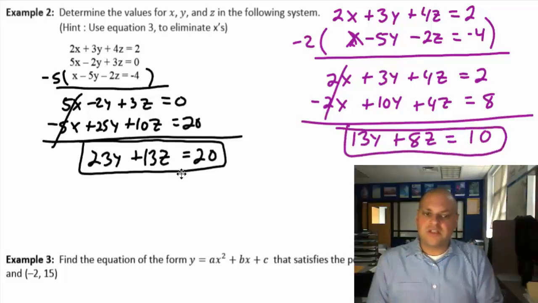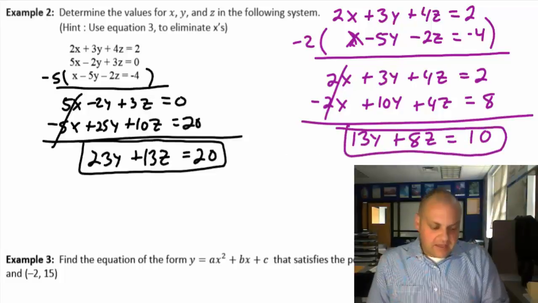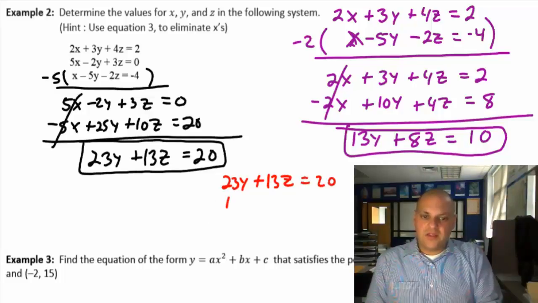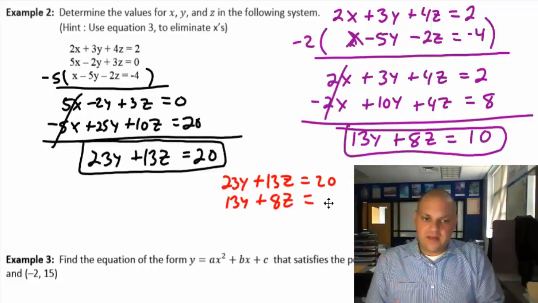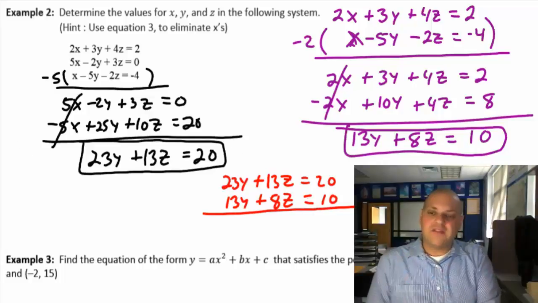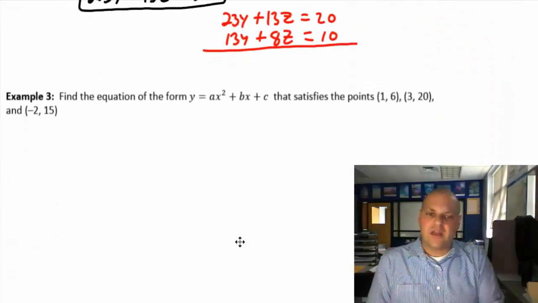So these 2 equations now, since it's a yz system, I can solve that system, kind of put them together. So it's 23y plus 13z equals 20, and then 13y plus 8z equals 10. And now I'm solving this system, but nothing drops out, y and z. So this is about as crazy as it would get. I'm going to kind of go down into here. You probably have more room than I have.